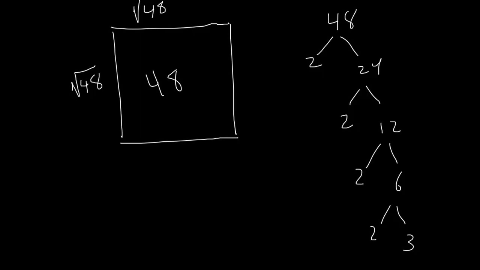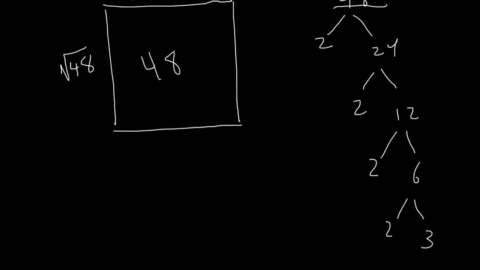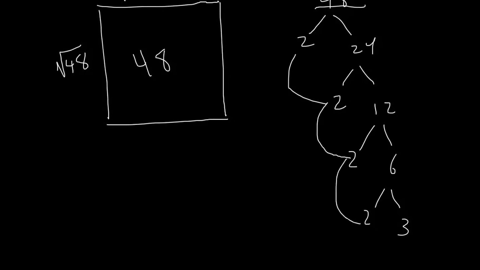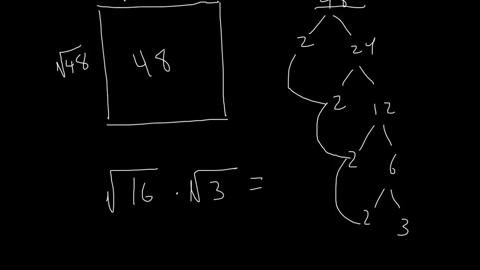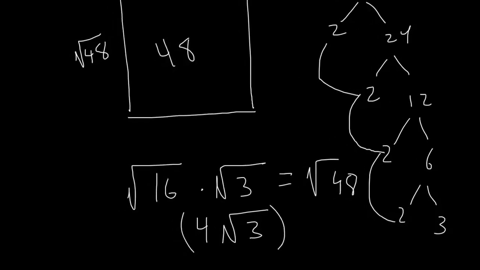In the square root of 48, 48 has multiple factors. It has 2 times 2 times 2 times 2 times 3. In other words, it has 4, 8, 16 times 3. 16 is a perfect square factor. Square root of 16 times the square root of 3 is the square root of 48. In simplest form, that will be written 4 times the square root of 3. This is simplest radical form.